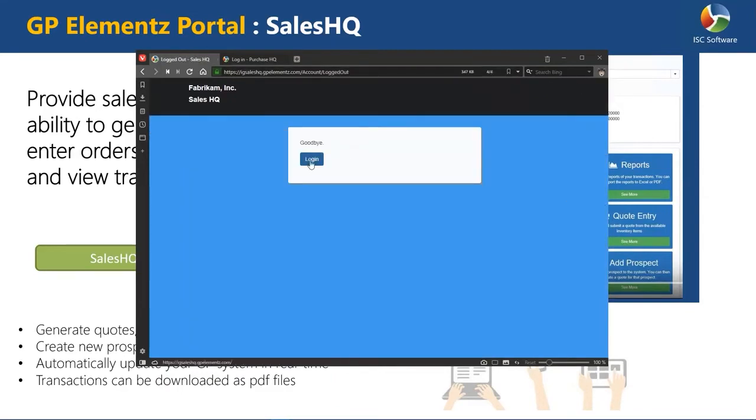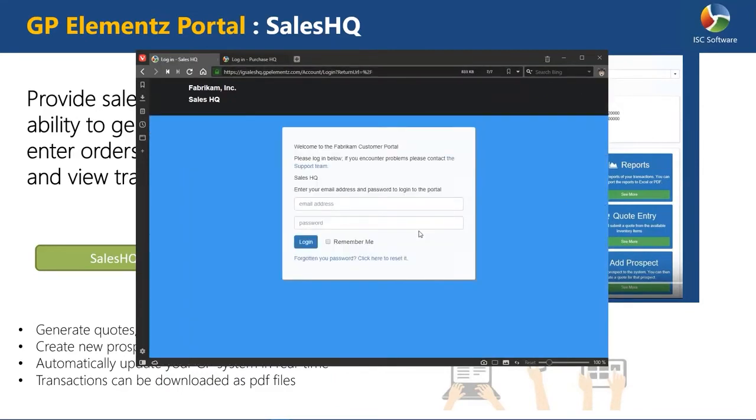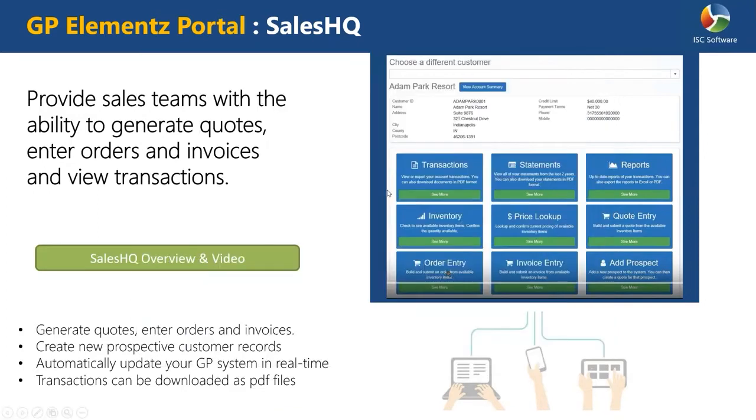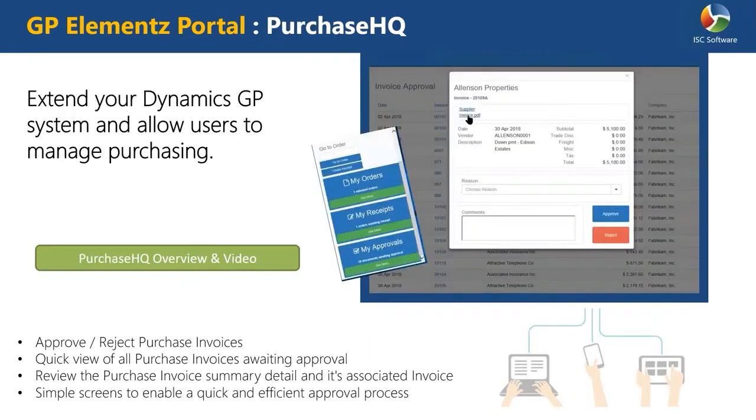Okay, we'll sign out of that. So that's our PurchaseHQ and PurchaseHQ products. PurchaseHQ, transaction view and statements. PurchaseHQ allows you to do lookups on inventory, on prices, and enter transactions as well. Okay, and the third portal we have is PurchaseHQ.